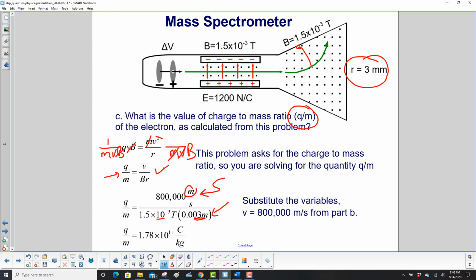Now you might question, how does meters per second and Tesla and meters all give us that answer? Well, as long as you use the SI units, and we've got a charge here over mass, the result will be coulombs over kilogram.